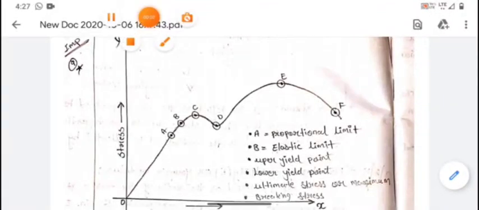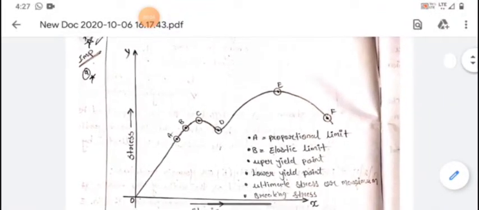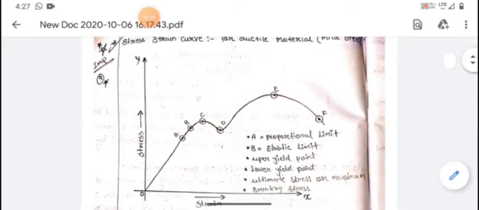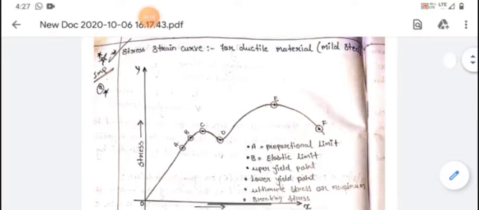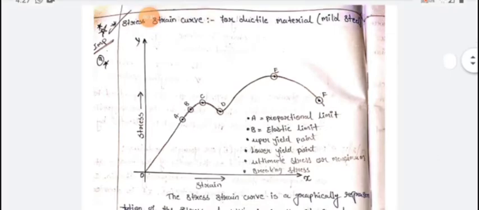Hi dear students, in the last class we discussed the basic terms of strength of materials, and today's class we will discuss the very important curve in engineering materials. In engineering materials we will get two types of curve, one for ductile material and another for brittle material. A ductile material example is mild steel.